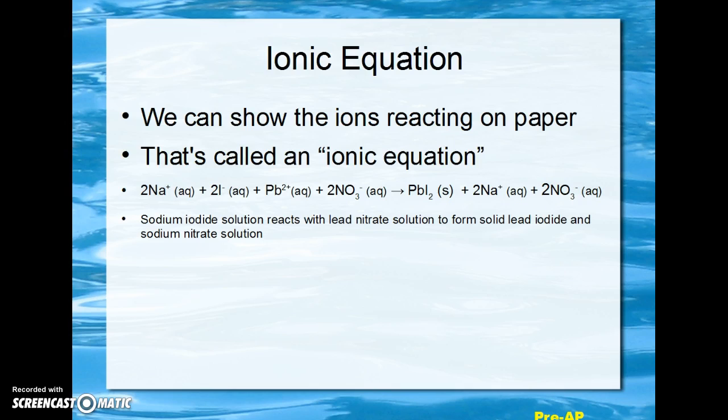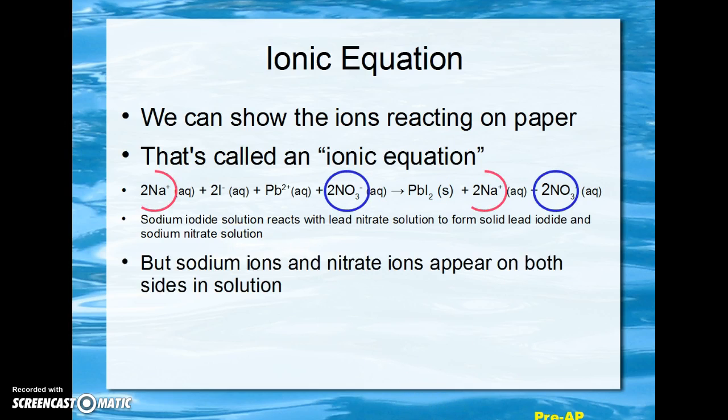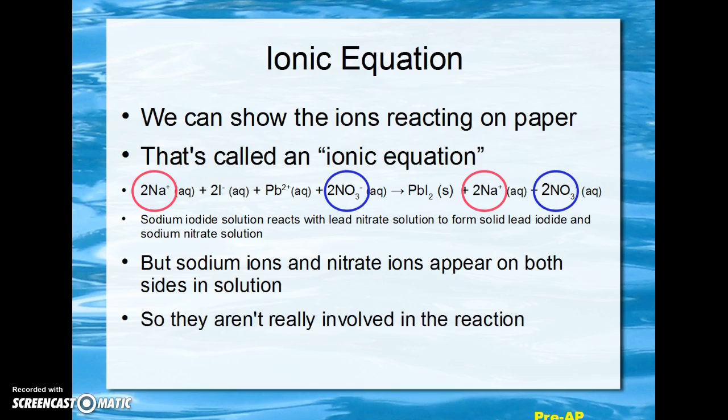We can say sodium iodide solution reacts with lead nitrate solution to form solid lead iodide and sodium nitrate solution. But sodium ions and nitrate ions are appearing on both sides in the solution. Seems like an awful waste of ink. They're not really involved in the reaction. They're kind of like the folks who watch the football game from the stands. We call them, therefore, spectator ions. They are not participating in the reaction.